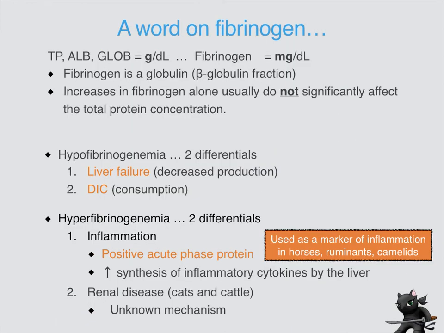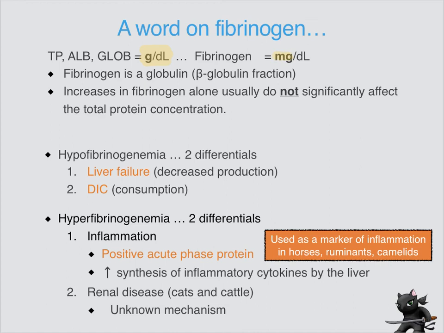So a quick word on fibrinogen, and we talked about positive and negative acute phase proteins up in the introduction, and I talk about fibrinogen here because it is a positive acute phase protein. But one of the things to remember with fibrinogen is that when we're measuring our total protein, our albumin and our globulin, we measure them in grams per deciliter, grams. Okay, so a full gram per deciliter. Our fibrinogen fraction that we see is measured in milligrams, so it's a much, much smaller portion.